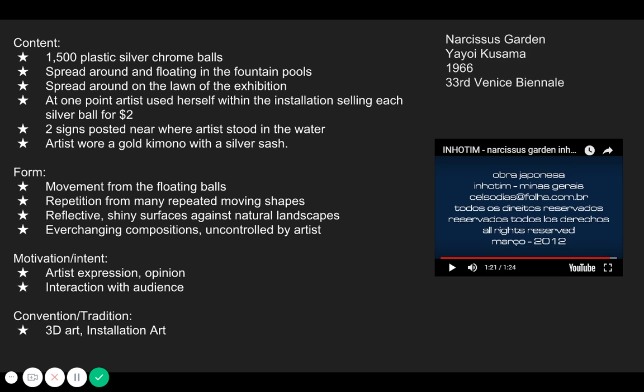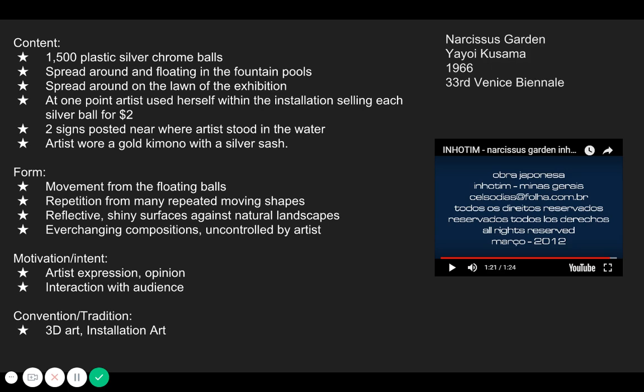So these silver chrome balls were spread around and floating in the fountain pools outside of this exhibition in Venice. And then they were also spread around on some of the lawn areas of the exhibition. At one point, the artist did use herself within the installation and became interactive with the audience, and that's what turned it into a happening. She stood in one of the fountains and posted a couple of signs around her. And during her interaction at the happening, she wore a gold kimono with a silver sash to commemorate her culture. So we will have more images about that and talk more about those details in a second here.